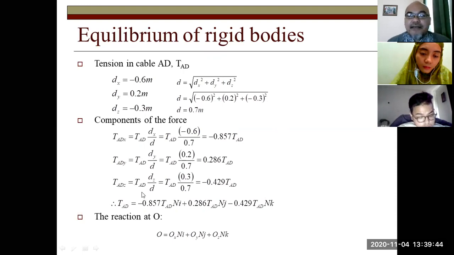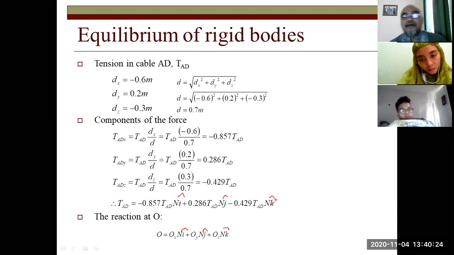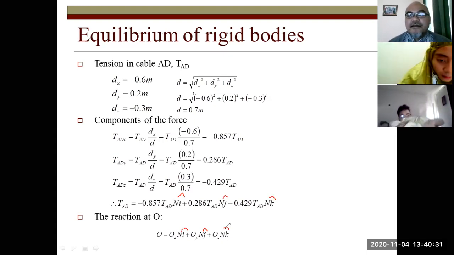Then we can express AD in terms of its x, y, z components multiplied by the unit vectors I, J, and K along the x, y, z axes. Similarly, the reaction force at O we can express as OX Newton I plus OY Newton J plus OZ Newton K. Remember that if you use handwriting, you have to put a cap on the unit vector. Don't forget.